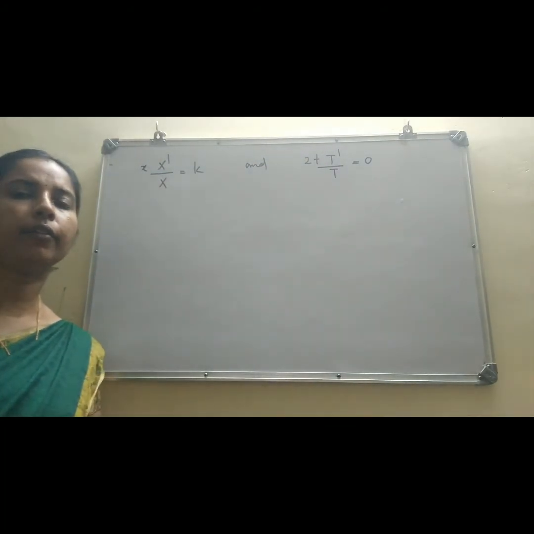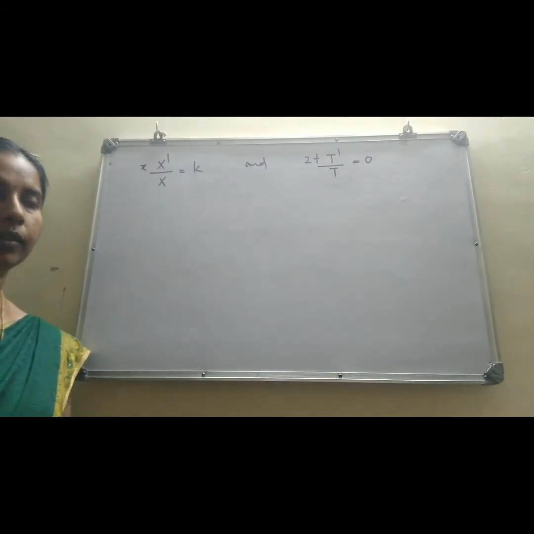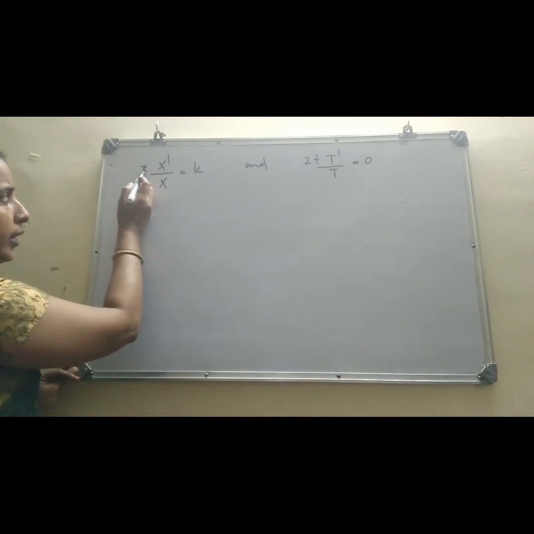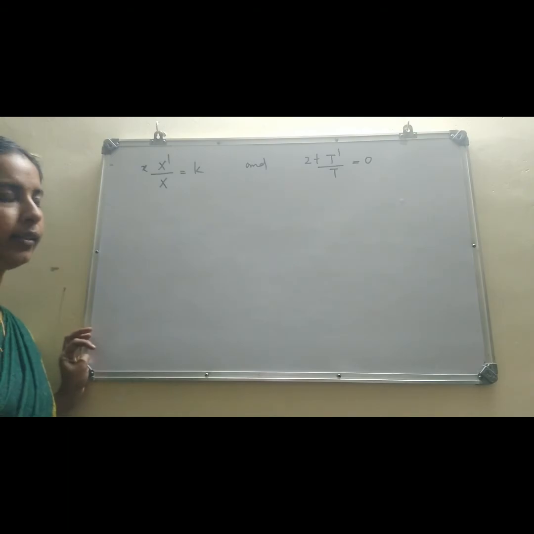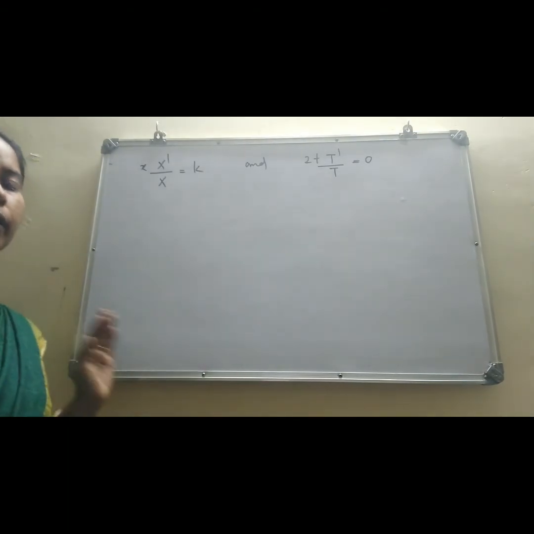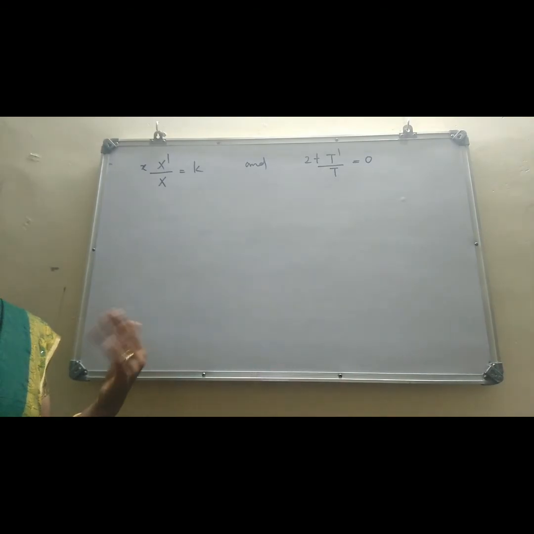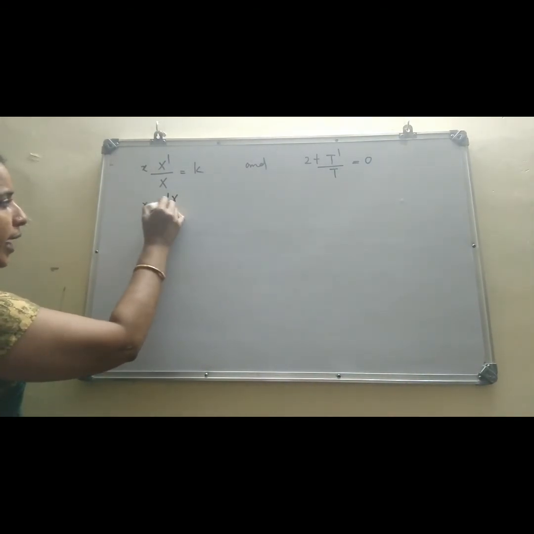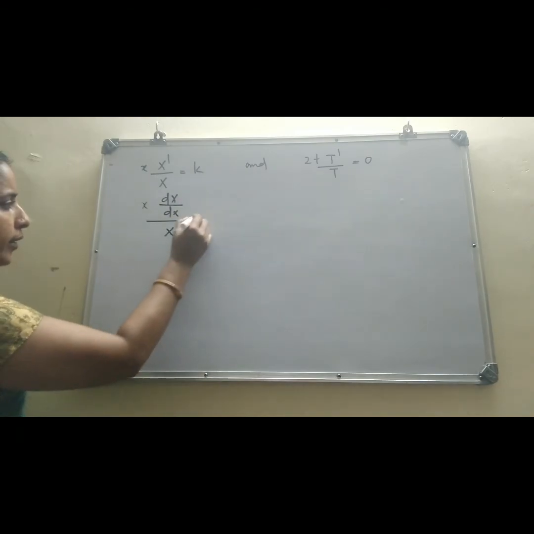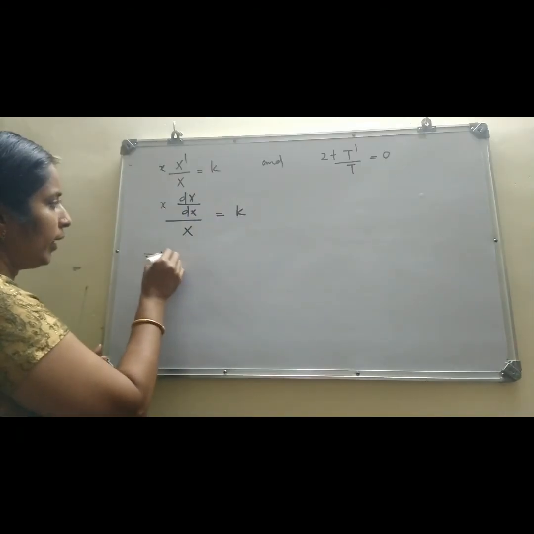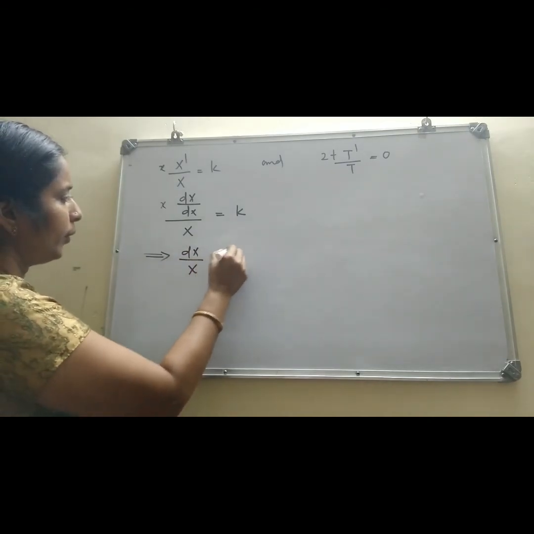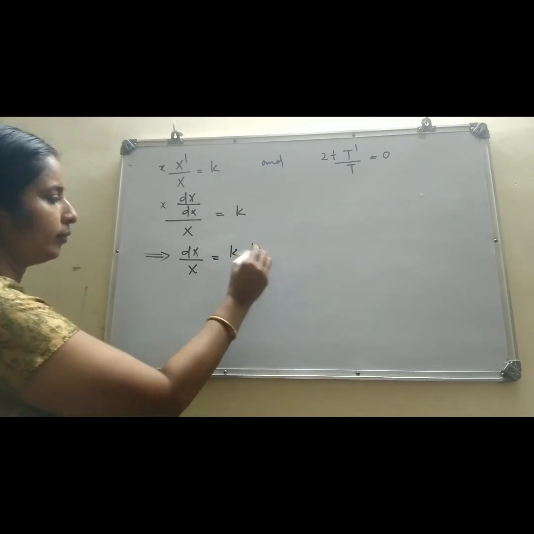Clearly, both are not differential equations with constant coefficients. Consider this one. Say its coefficient is x and it is k. See, this coefficient is x. It's not a constant. So, you cannot solve this differential equation by the previous method. So, here x into X' is x dX/dx by capital X is equal to k. This implies dX/X is equal to k dx/x.